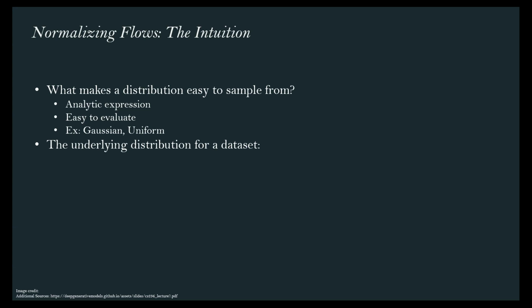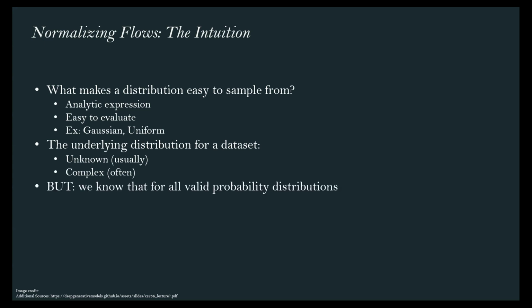Now, the underlying distribution for a given data set, well, first of all, it's probably unknown. Maybe you have used a synthetic data generation process, in which case you would actually have an idea about the underlying distribution. But generally speaking, if someone hands you a stack of images or a stack of text or any of the other sorts of non-traditional, non-tabular data we tend to work with, that underlying distribution is probably going to be unknown. It's also probably going to be complex.